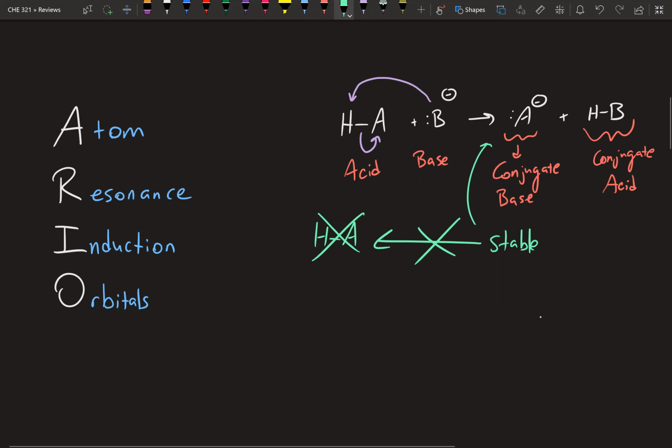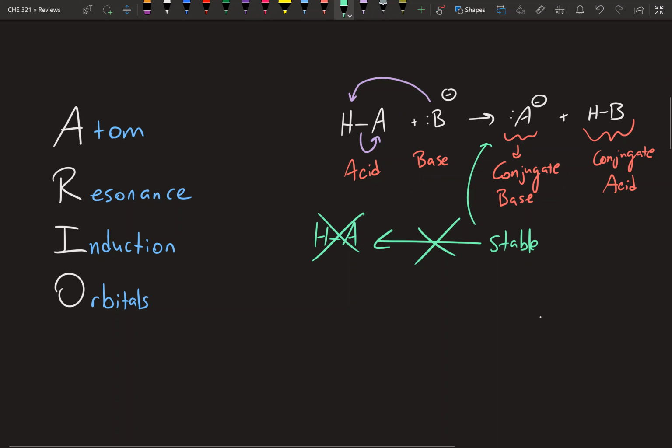Okay, and if the acid gives up a proton and the conjugate base is extremely unstable, then it will react again to form the acid, and so it will be a very weak acid, or maybe not acidic at all. All right, and so let's get started.